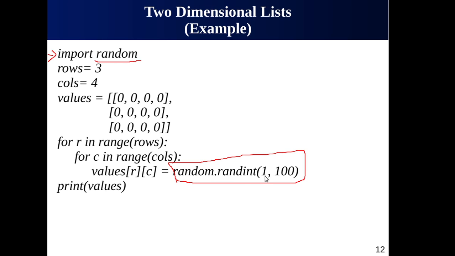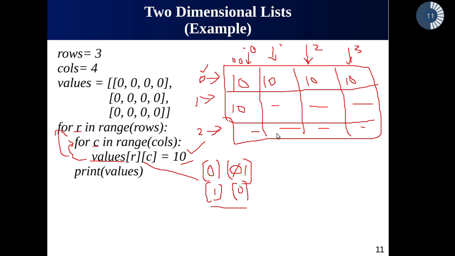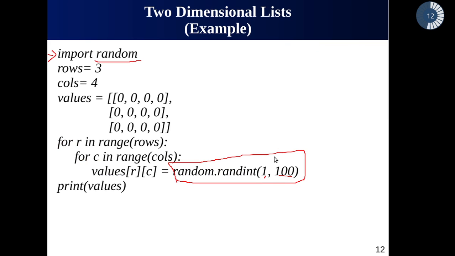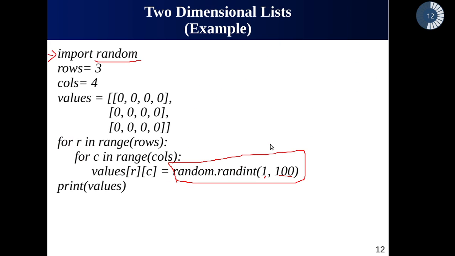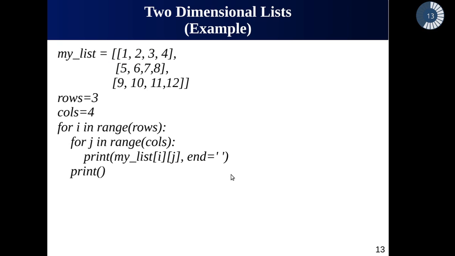Random integer, initial value, and 100 final value. What's going to happen here? It will actually assign a random value between 1 and 100 to each of these cells. The number will be generated automatically and it is random, and it must be between 1 and 100, and that value will be assigned to each and every cell of this two-dimensional list. So you can also use this line of code to provide a random number to the cells instead of a constant value. Let us see another example.